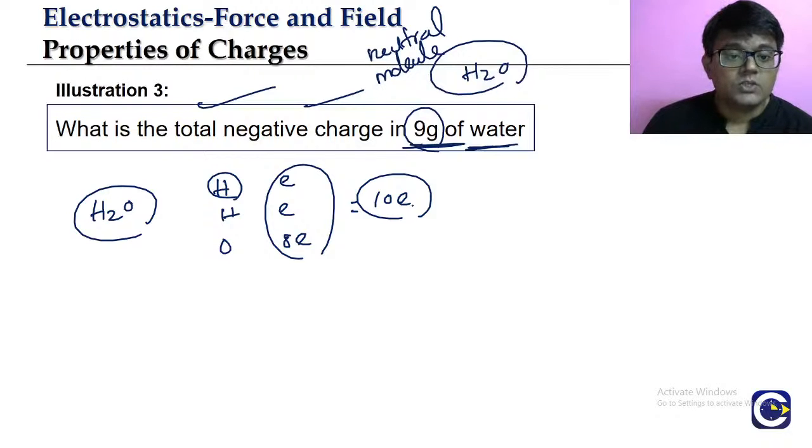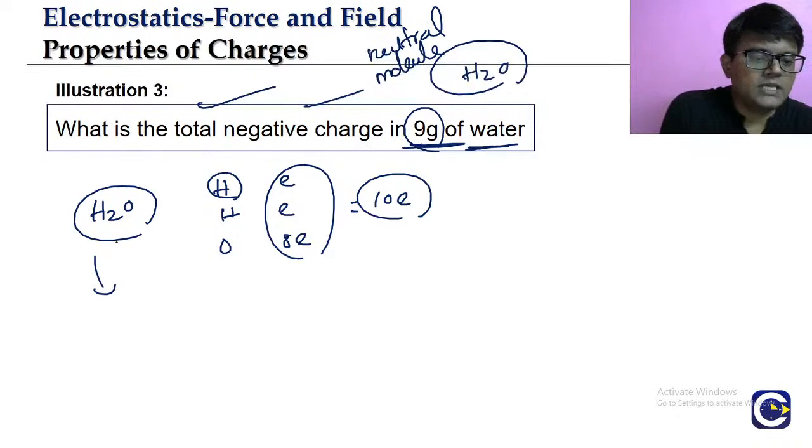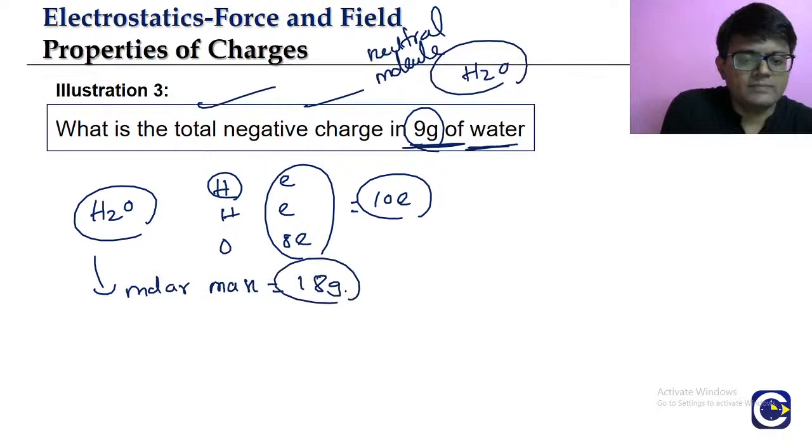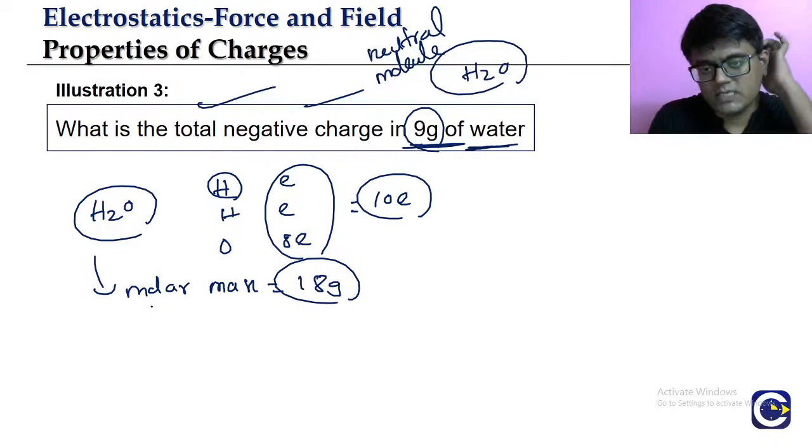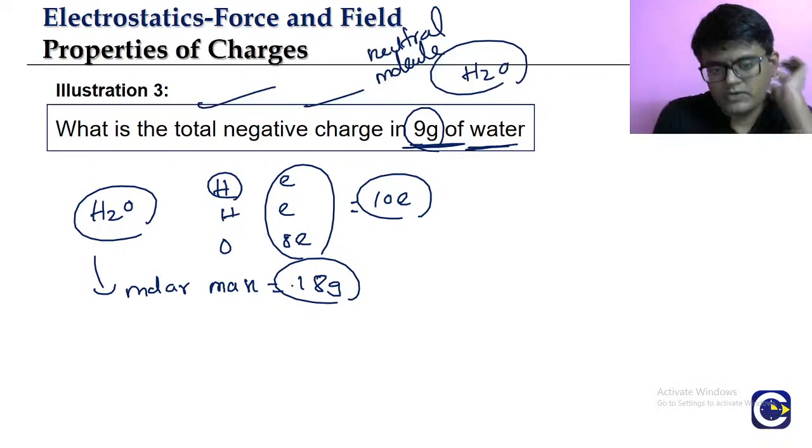Okay, so here how much amount of water do we have? 9 grams of water. Okay? So for 9 grams of water, see what is the molar mass of water? 18 grams. How does it come to 18 grams?